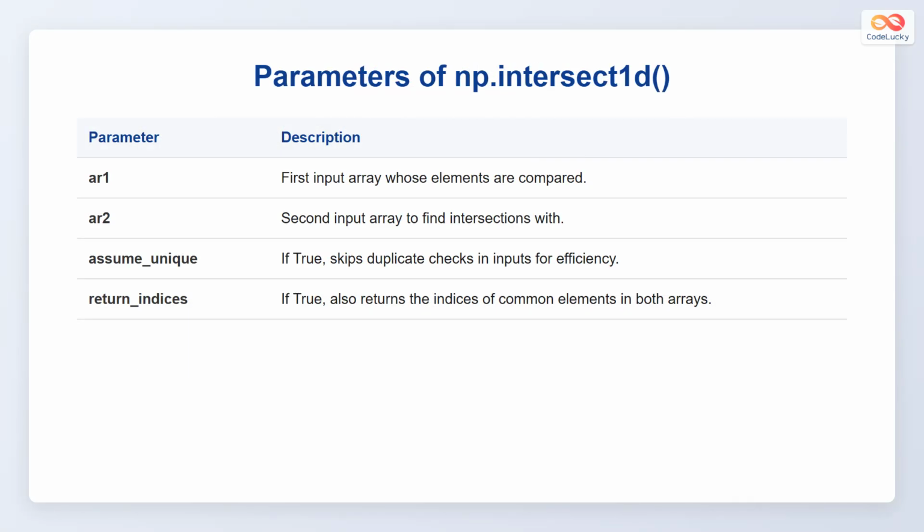The first parameter, ar1, represents the first array, and ar2 represents the second array. The parameter assume_unique is a Boolean value that, if set to true, tells NumPy that the arrays already contain unique elements, improving performance. Another optional parameter is return_indices. When set to true, the function also returns the indices of the common elements from the original arrays. Understanding these parameters helps you use the function efficiently depending on your data requirements.